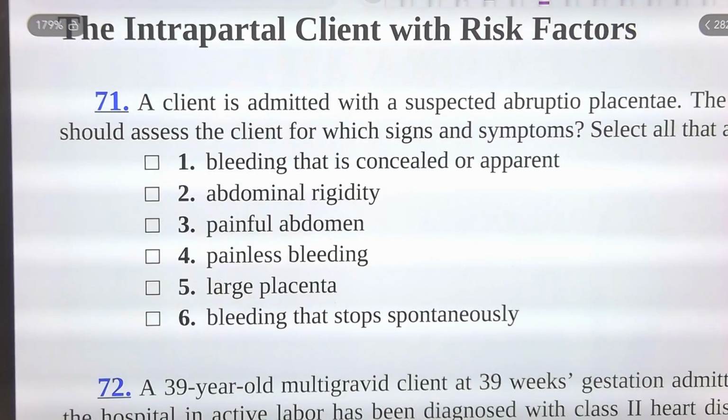Now let's read the questions that are related to intrapartal clients with risk factors.